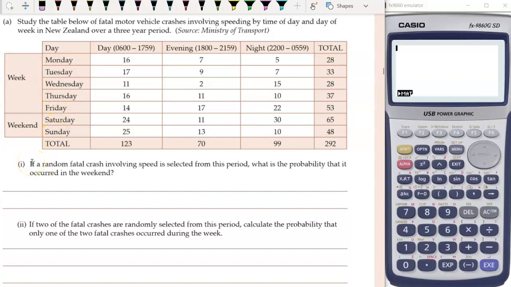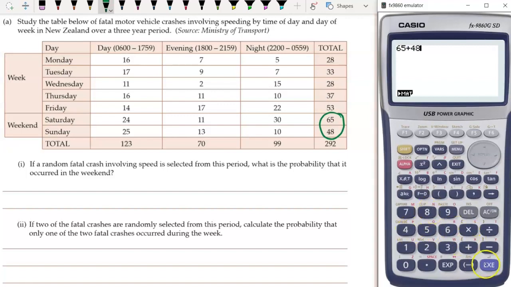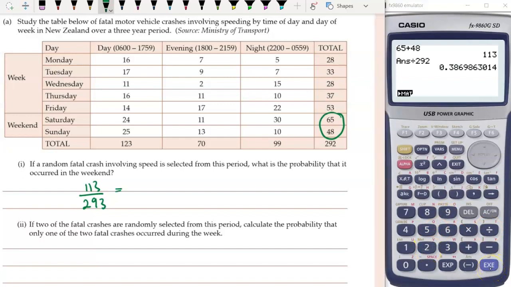First question, if a random fatal crash involving speed is selected from this period, what is the probability that it occurred in the weekend? So let's identify the total that we've got happening in the weekend. So that's 65 plus 48. So that's 113 out of our total of 292, which we usually express probabilities as decimals in this standard.